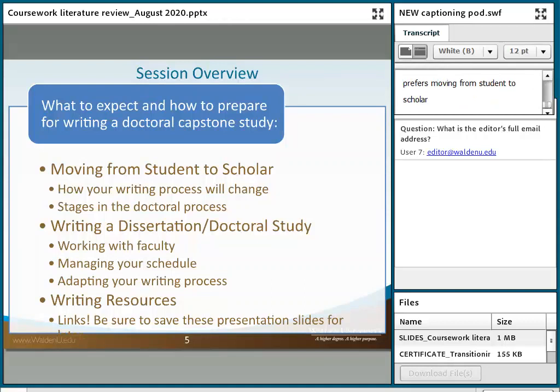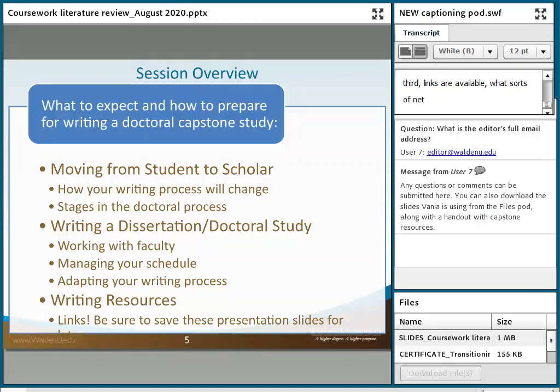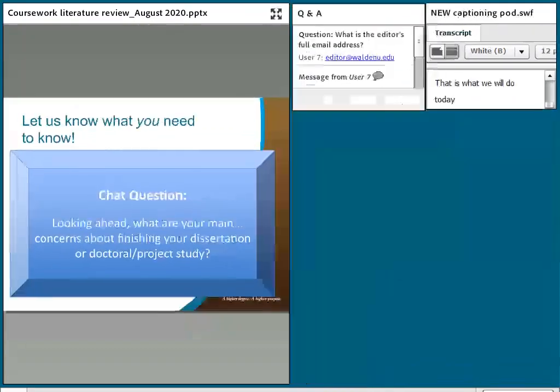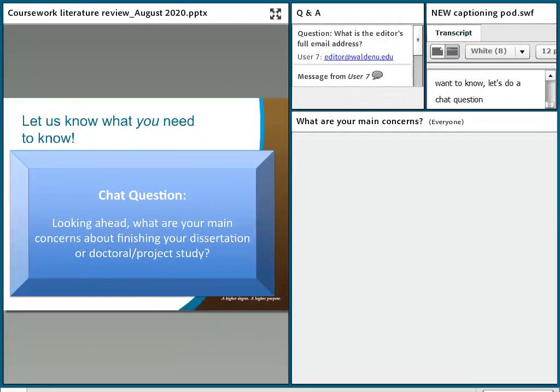So we're breaking it down again because we have those 3 objectives. This session is broken down into 3 parts. First, moving from student to scholar. Second, writing a dissertation or a doctoral study. How do you do it? So first of all, what's the process like? Second of all, how do you do it? And third, what sorts of resources are available, including those links that can get you straight to that resource. So that's what we'll be doing today.